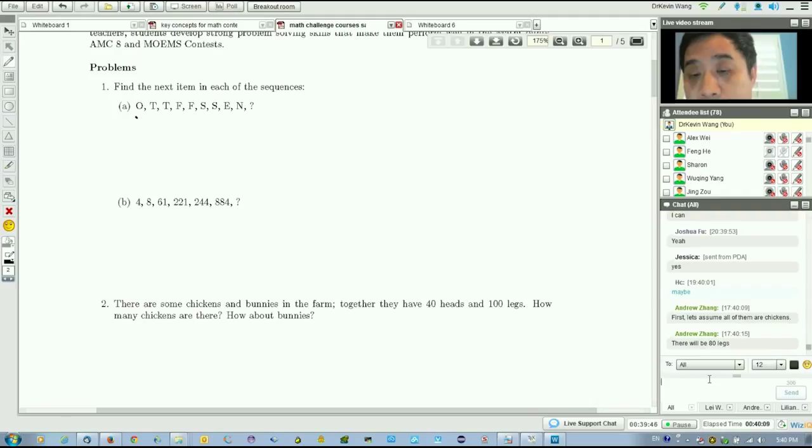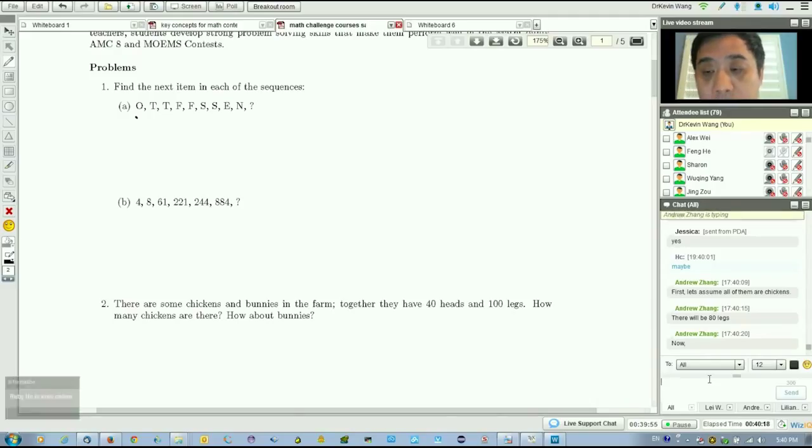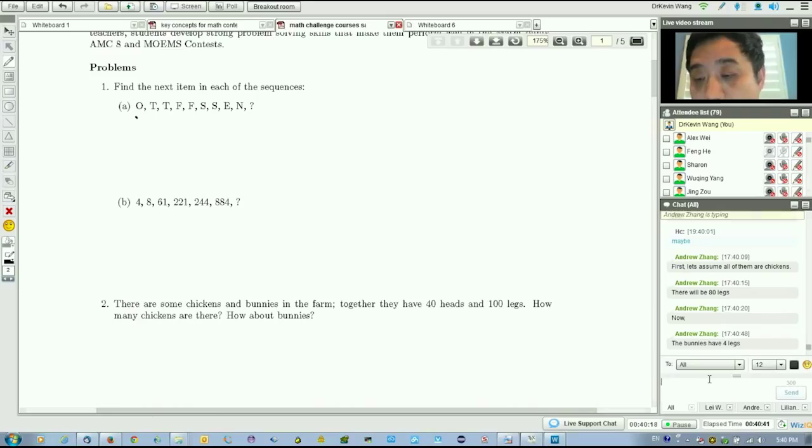Let's assume all of them are chickens. Then there will be 80 legs. What happens if we don't have 80 legs, we have 100? There are 20 extra legs. So what do those 20 legs mean? The bunnies have four legs, and then what? How do we figure it out? Right, add two legs for every bunny, so we need 20 over 2, not 10 legs, 10 bunnies. Very good, Andrew. That's a very good answer.